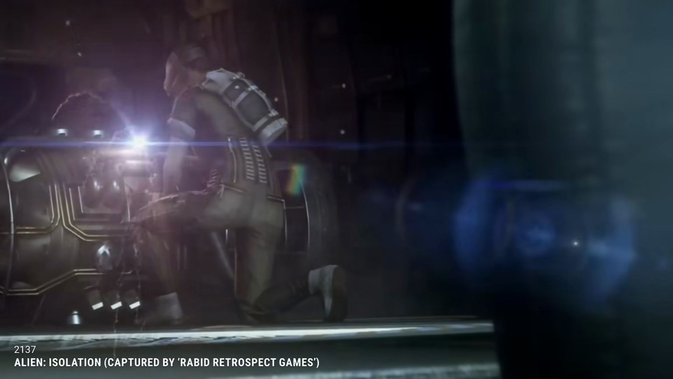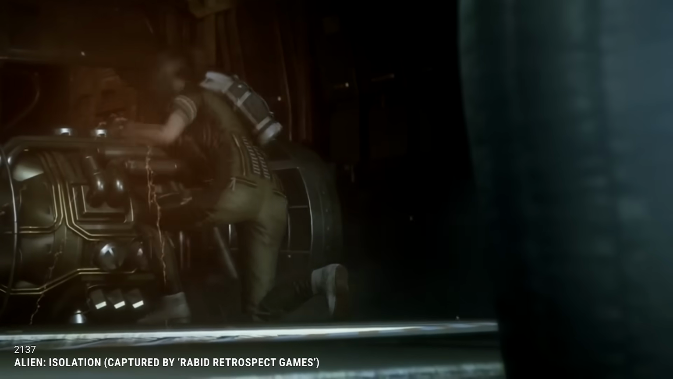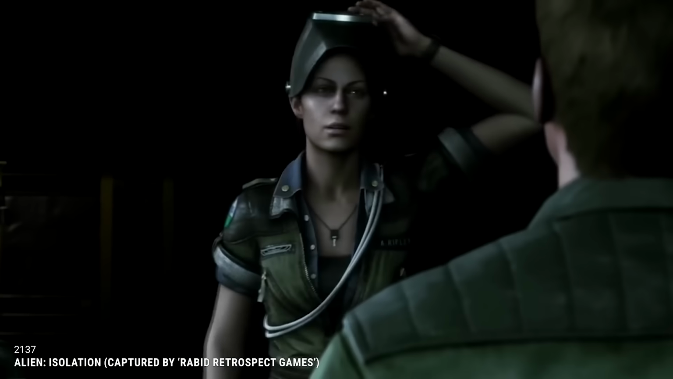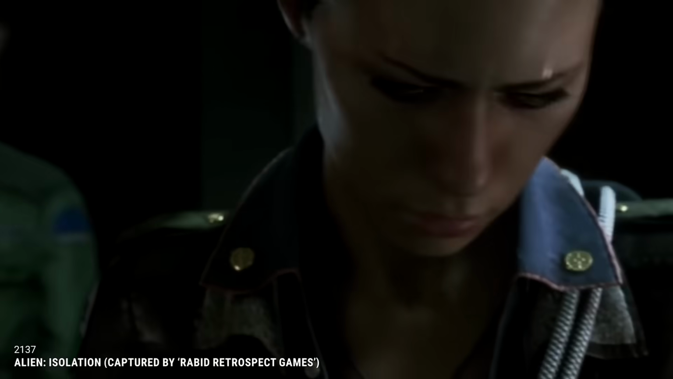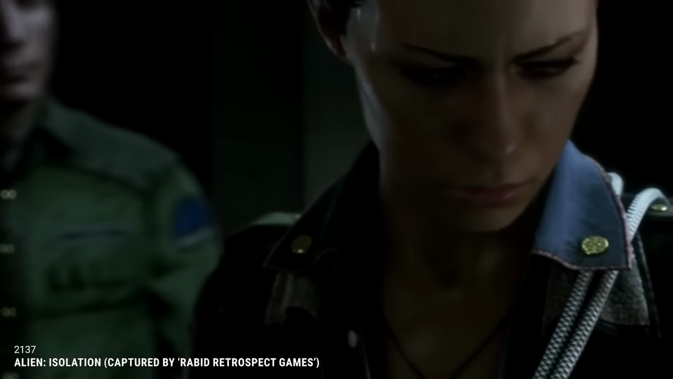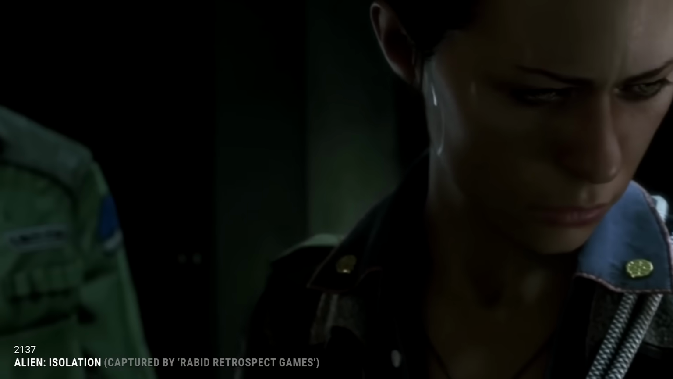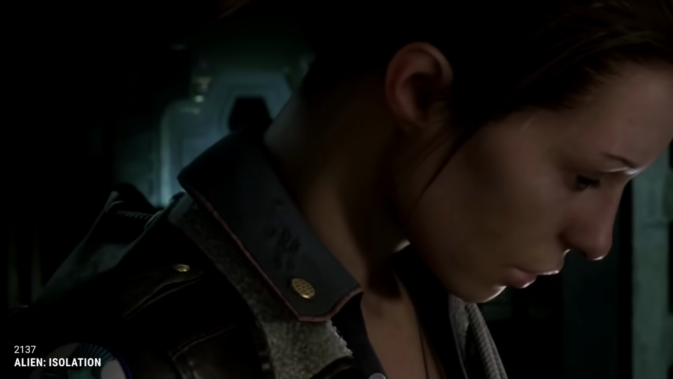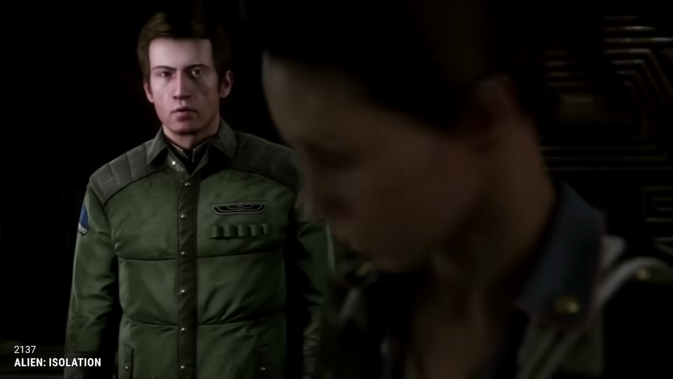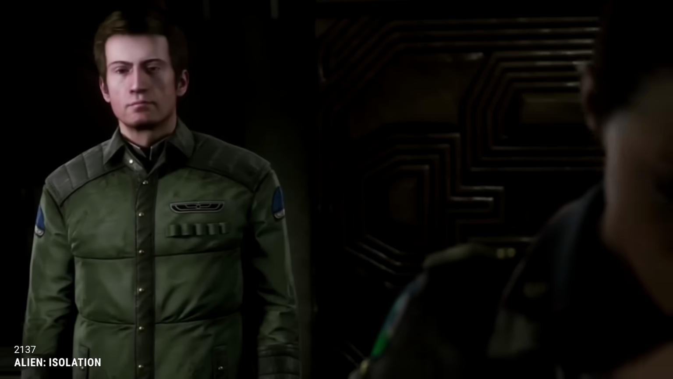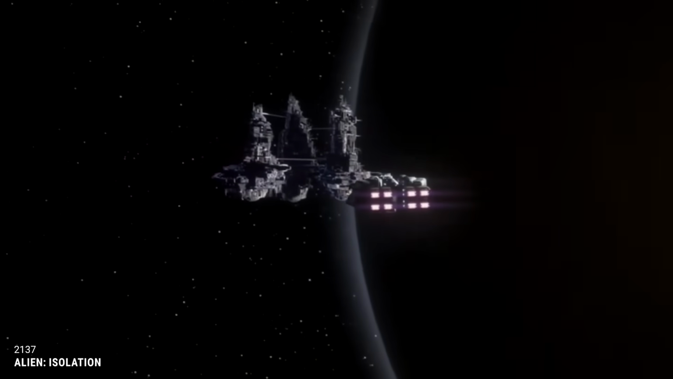In the meantime, her daughter grows up without a mother. But Amanda Ripley never stops looking. She takes a job with the same company, Weyland, working in the same region where her mom disappeared. And one day, 15 years after she went missing, Amanda gets a shot at some answers. She learns that a commercial vessel recovered the flight recorder unit of the Nostromo and took it to Sevastopol Station.